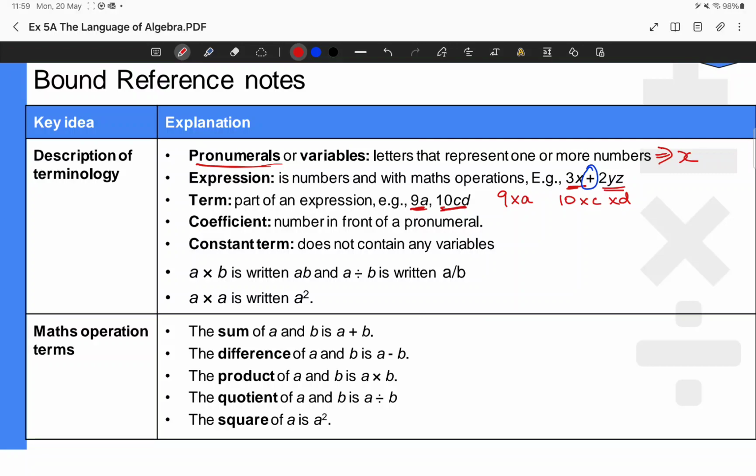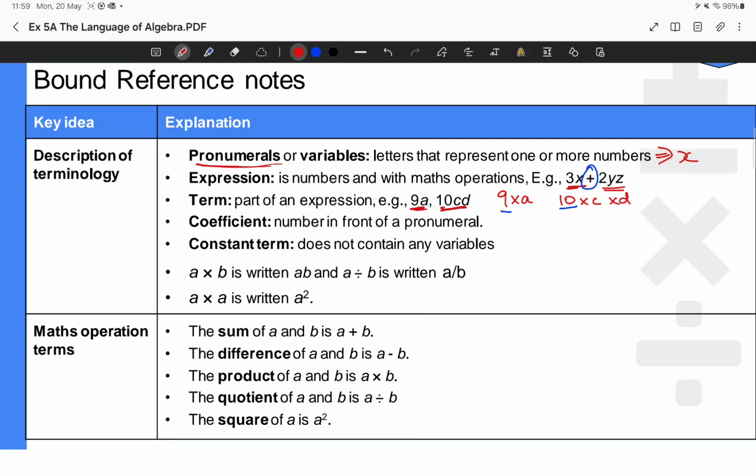Under here, coefficient means the number in front of the pronumeral. So when we were looking at these previous examples, 9a and 10cd, the coefficient of the 9a would be the 9, and the coefficient of the 10cd would be the 10, okay? Because those are the numbers in front of the pronumerals or the letters.